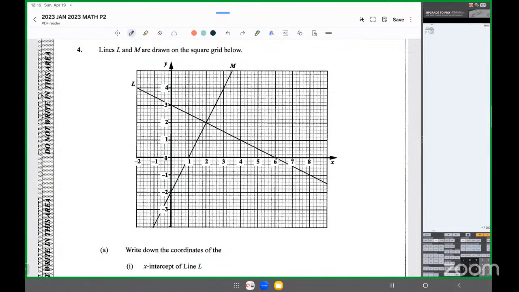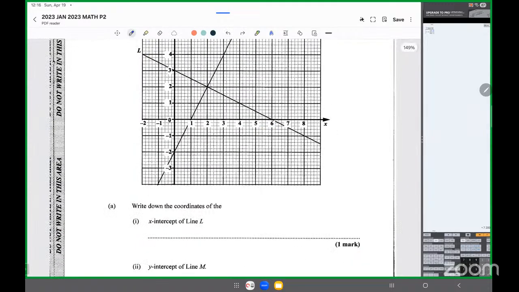It says, write down the coordinates of the x-intercept of L. So they're asking us for this point. That point is (6, 0). Remember, I put the x value first. So the x-axis intercept is (6, 0) on L. Simple as that, (6, 0).